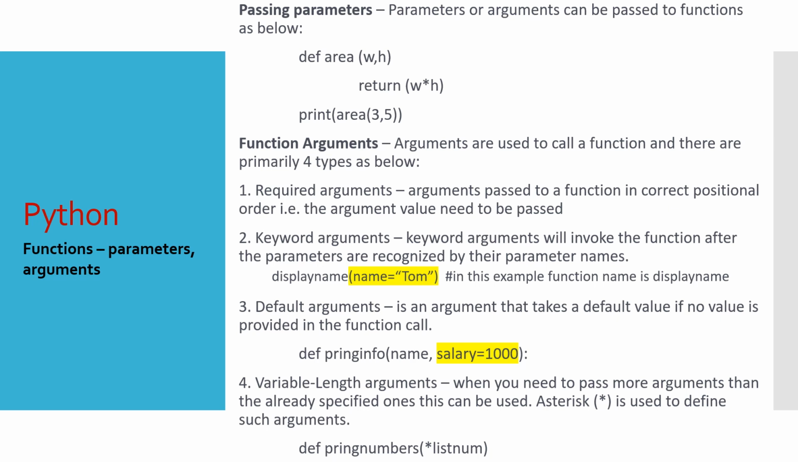Default arguments are those where you declare some default value. In this case you're saying, for a salary, 1,000 is the default value you're passing for a particular person. You can do that too. Variable length arguments are quite dynamic. When you pass more arguments, an asterisk is also used. Also, you may send quite a long list as well. So that happens too. Without arguments, it's very difficult to write any function.